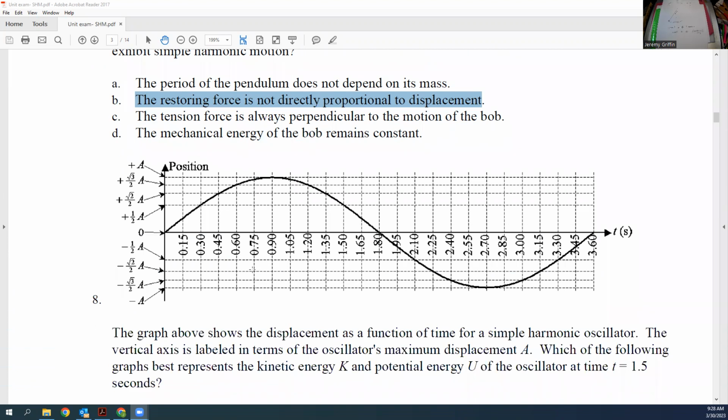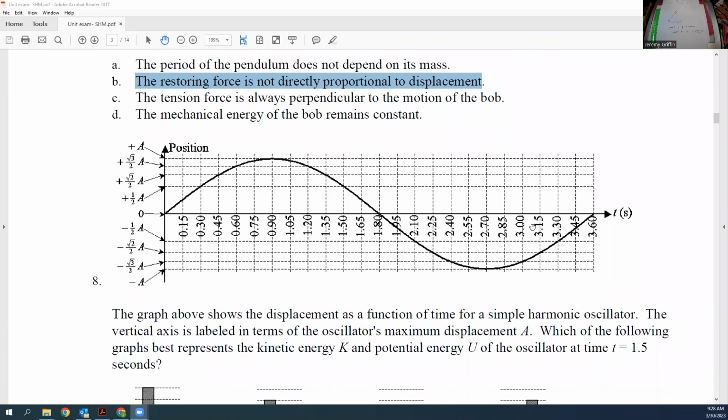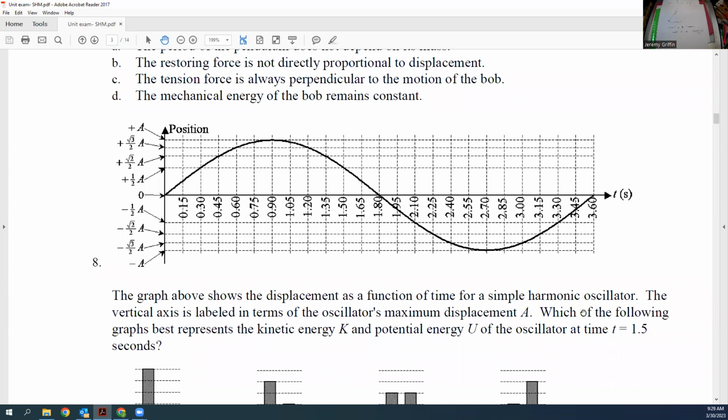Number 8. Ooh, we got position versus time, and yep, that looks like a nice sine curve right there. The graph shows displacement as a function of time for a simple harmonic oscillator. The vertical axis is in terms of maximum displacement, capital A. Which of the following graphs best represents kinetic energy and potential energy of the oscillator at 1.5 seconds? Okay. So 1.5 seconds. All right, let's go to that point. Bam, that's right there, right? 1.5 seconds. Ooh, do you guys see that that happens to align with exactly half the amplitude?